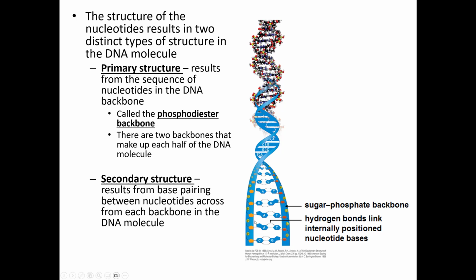Secondary structures result when the 2 backbones connect together. So if you look here carefully, this figure shows little dotted lines that connect an A to a T here, or a C to a G here, etc. Those bonds are what make up the secondary structure. So as it says here, secondary structure results from base pairing between nucleotides across from each backbone in the DNA molecule. So secondary structure connects the two backbones together. So we could describe it from a primary standpoint, looking at just the backbone itself, or the secondary standpoint, looking at how those two backbones connect together.